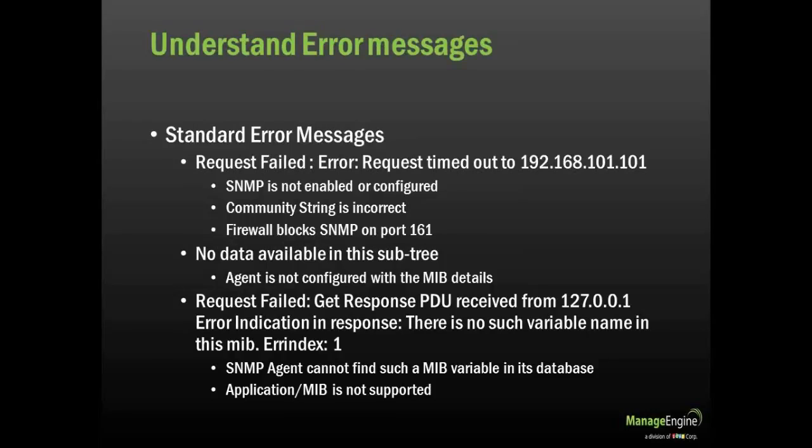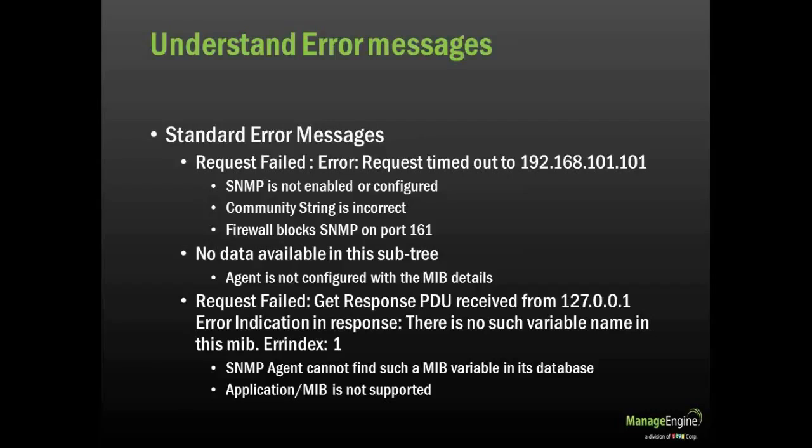First off, let's take a look at the request timed out error message. As you can see, the message would read like request failed, error request timed out to 192.168.101.101. This can happen when SNMP is not installed on the managed device, or it has not been configured, or if the community string is incorrect, or if there is a firewall which blocks SNMP requests on port 161. The second error message will read like no data available in this subtree. And this can happen when the SNMP agent is not configured with the MIB.